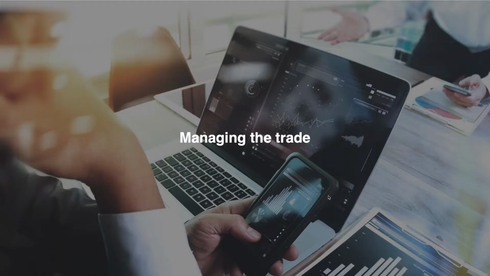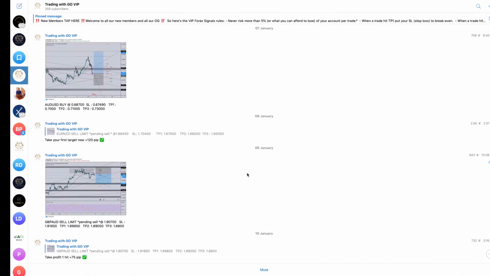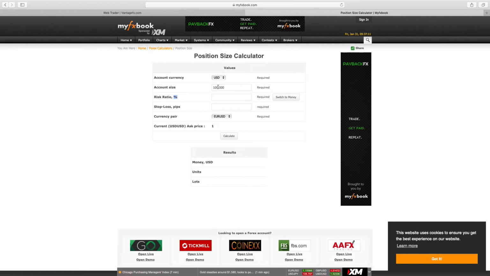What I mean by that is that when you open a trade, in this case 100K, let's put the maximum 5%, never to switch to money, always in percentage like this by default. The stop loss in number of pips. How do you calculate the stop loss?